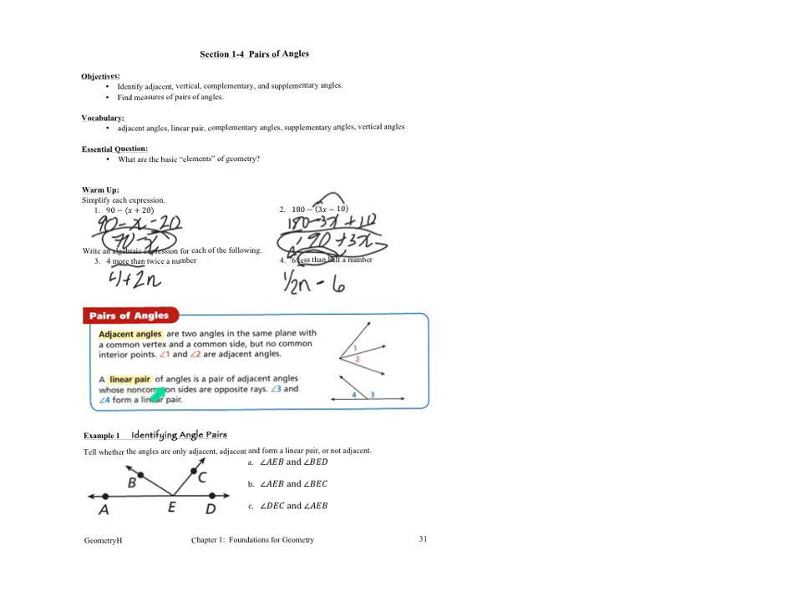A linear pair is a pair of adjacent angles. So if something is linear, then it has to be adjacent. Sorry, I almost said that backwards. A linear pair of angles is a pair of adjacent angles whose non-common sides are opposite rays. And so they actually form a straight line. So here's my line, and then the angles are adjacent. So if they're on a line and they're adjacent, that's a linear pair.